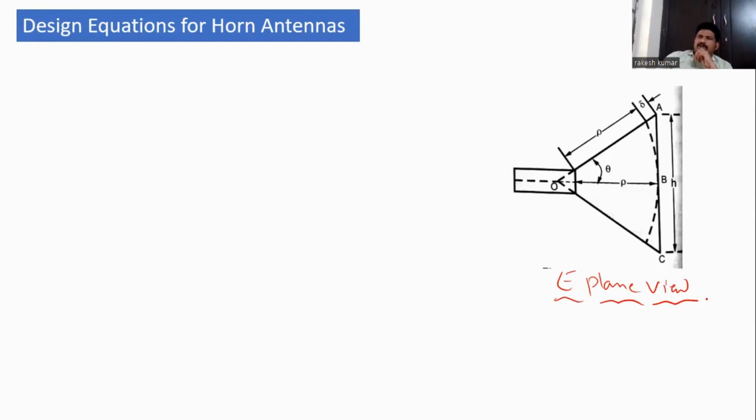The electromagnetic horn produces a uniform phase front with a larger aperture as compared to the waveguide. Because of this, the directivity increases. Consider an imaginary apex. Let us consider this is my imaginary apex of the horn.